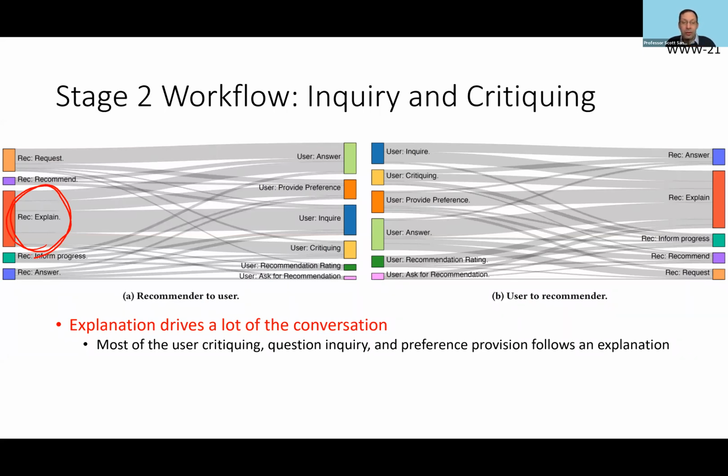Most of the users' critiques, the questions they make, the additional preferences that they have, these all follow explanations from the recommender to say, oh, actually, I don't want that, right? And again, this is why the recommender should be using explanations actually to explore the aspects of the item it's uncertain about with respect to the user preferences, which may not be how we think of explanations.